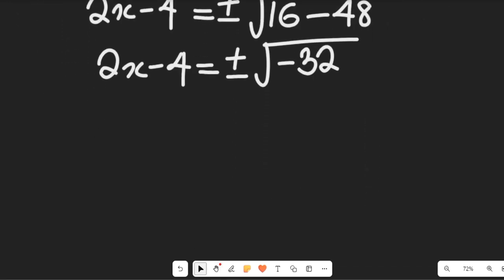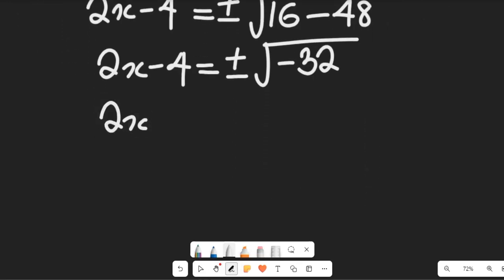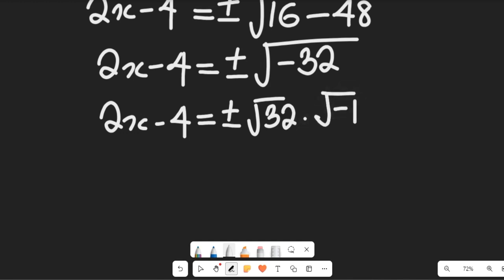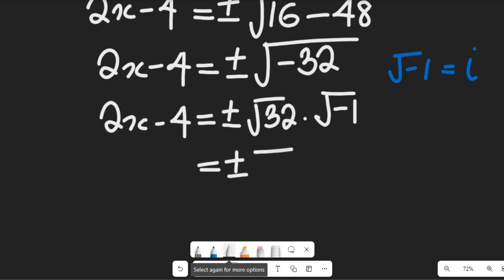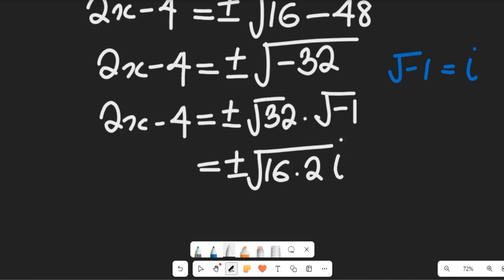And so I can simplify that to give me 2x minus 4 equal to plus or minus the square root of -32, multiplying the square root of -1. And remember that the square root of -1 is equal to i, right? So I'll have that expression equal to plus or minus the square root of 32, which can still be broken down to 16 multiplied by 2, all multiplied by i, and this is going to give me 2x minus 4. Great.